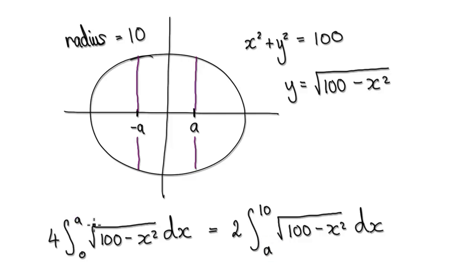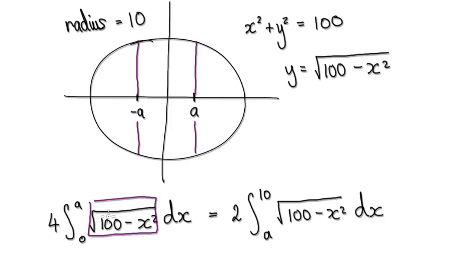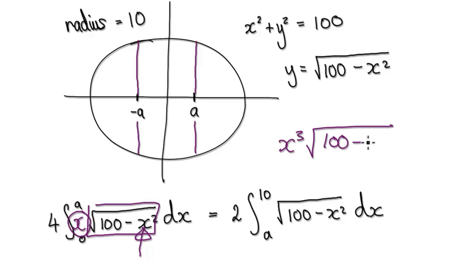So now it's really a matter of us trying to integrate this. Now this is quite hard to integrate because if you have an x here, then this will be easy to integrate because this is a derivative of x squared. So for example, if you have something like x to the power 3 square root and then 100 minus x to the power 4, because this is a derivative of this near enough, then you know it's easy to integrate.